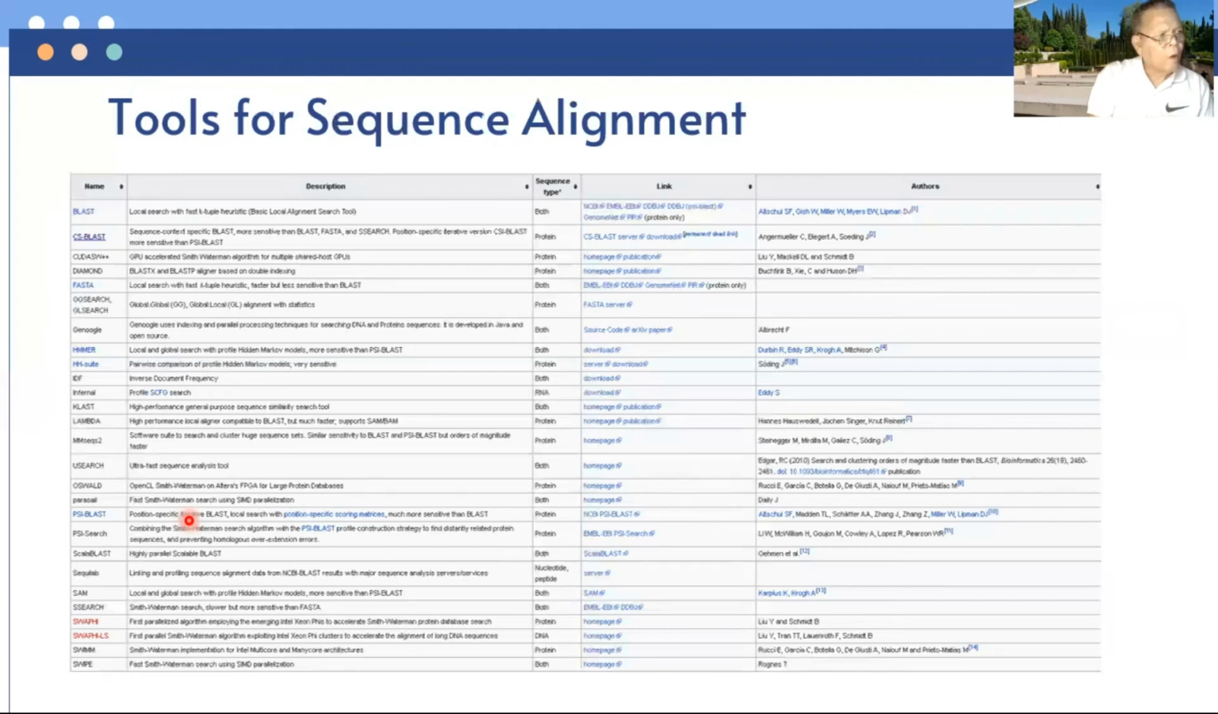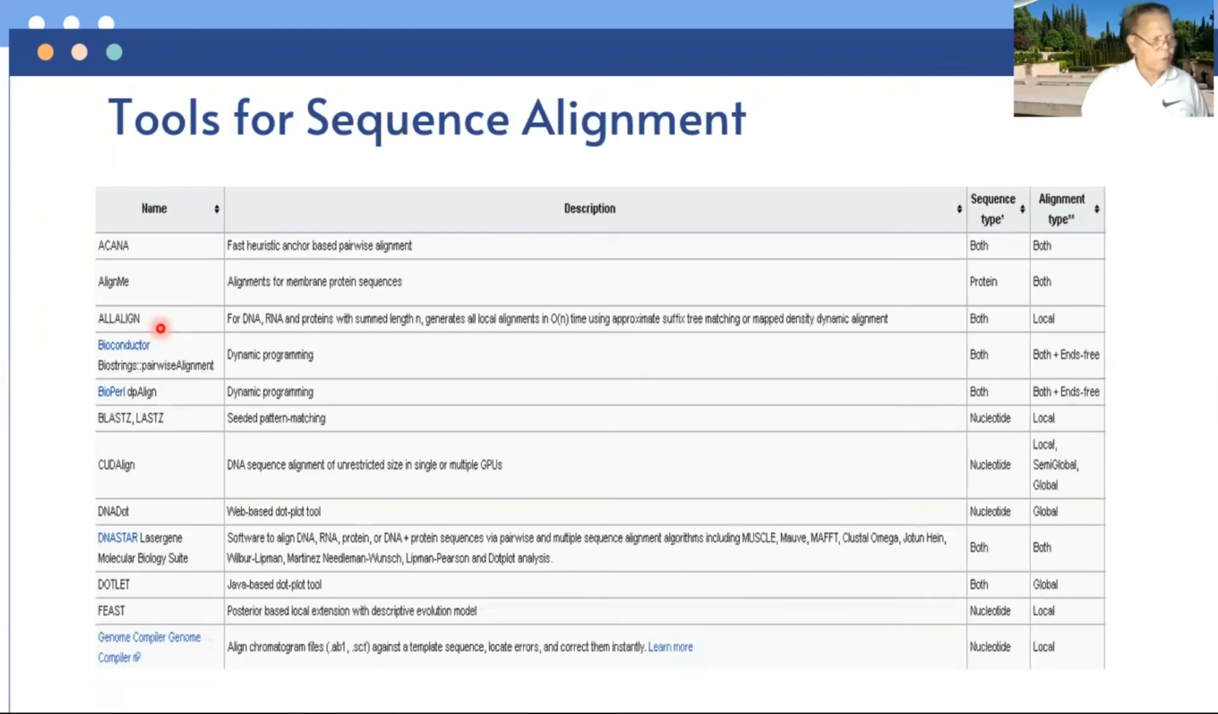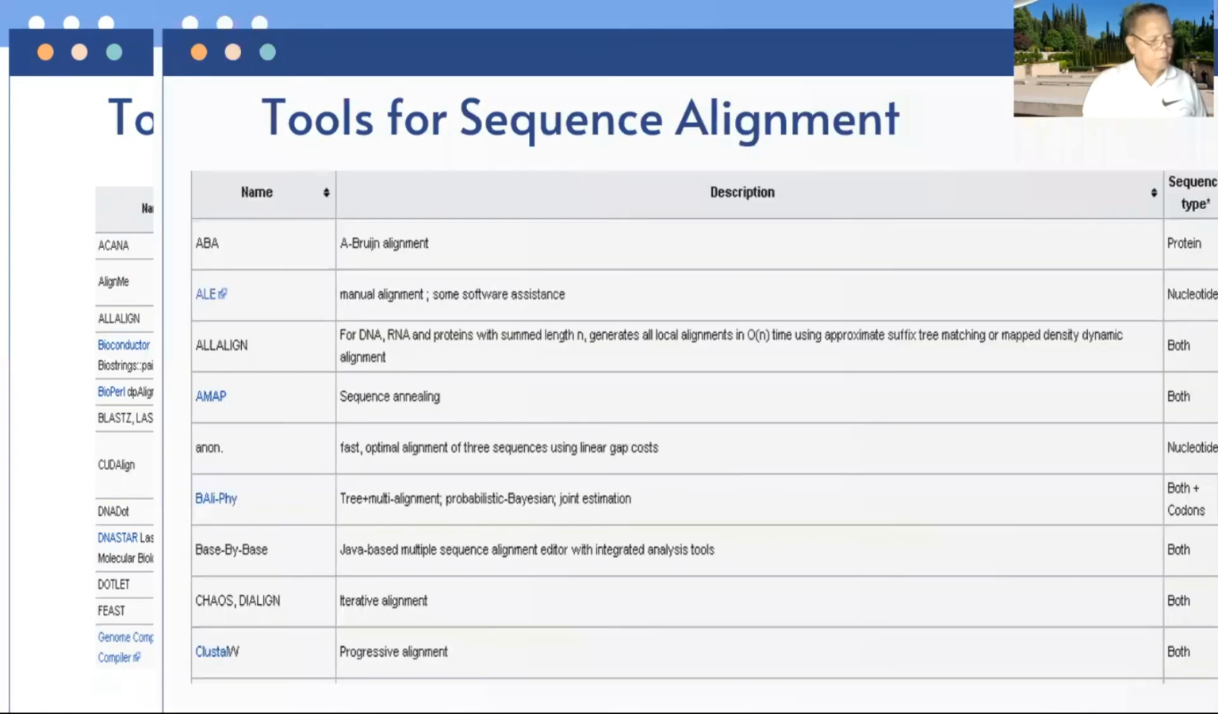Now let's see that this table shows several tools for sequence alignment. You can see this one, many tools that can be used for sequence alignment. This one also. You can see this table slowly, but of course carefully, learn that one by one. This one also.